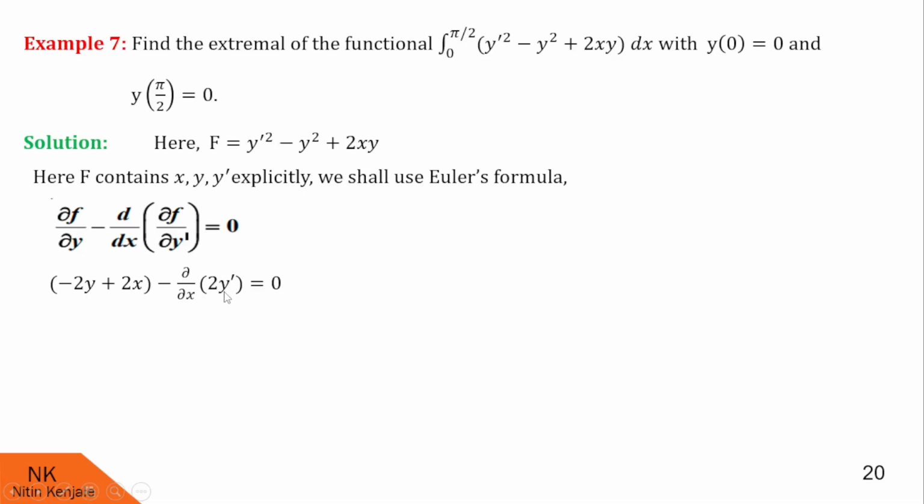Now once again you can write this y dash as dy by dx. So this term becomes d2y by dx square. Now simplifying this, we get d2y by dx square plus y is equal to x. This is a second order differential equation which can be written in terms of capital D as D square plus 1 into y is equal to x.